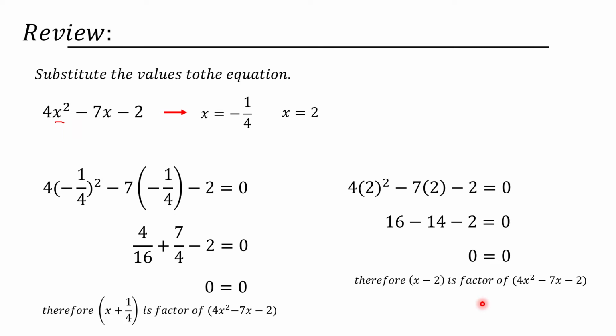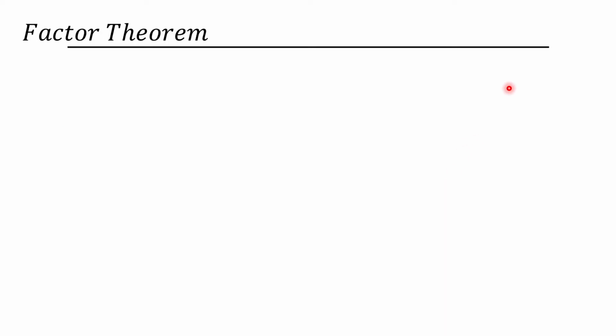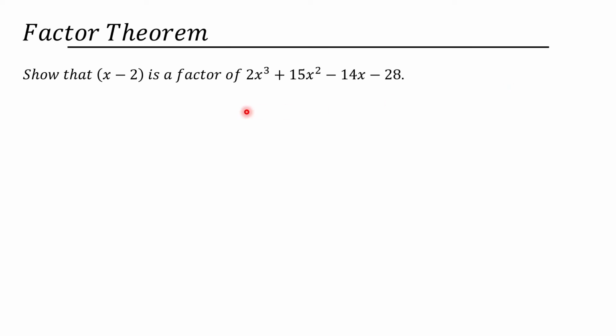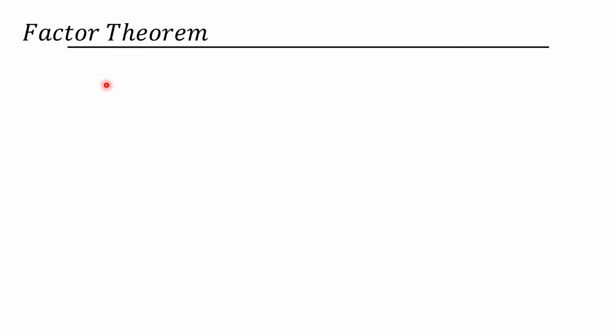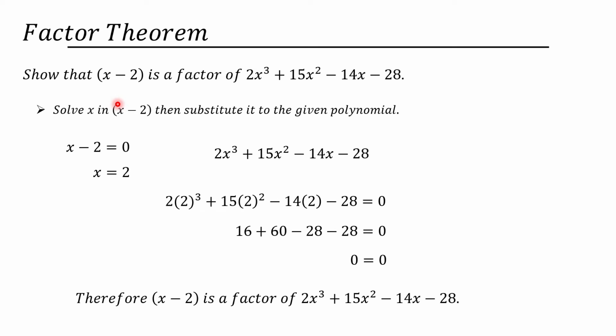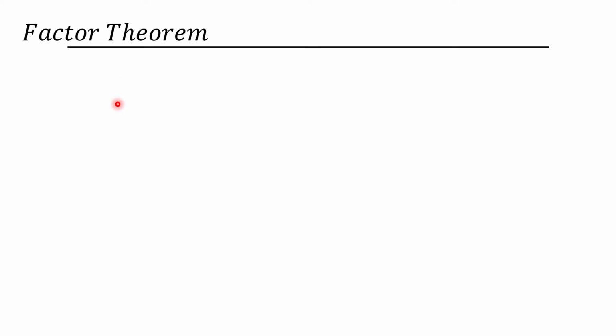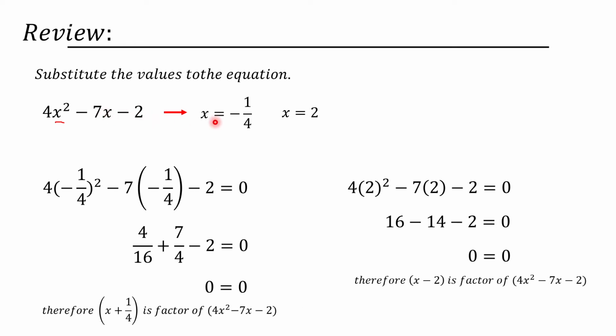Okay? So, that is one way of proving na yung isang binomial is factor ng isang polynomial. Nakuha? Okay, let's have another example. Okay, so show that x minus 2, ito, if napansin nyo kanina, ibabalik lang natin ito na yung kanina, okay, na-show na natin ngayon na these two are factors of 4x squared minus 7x minus 2.